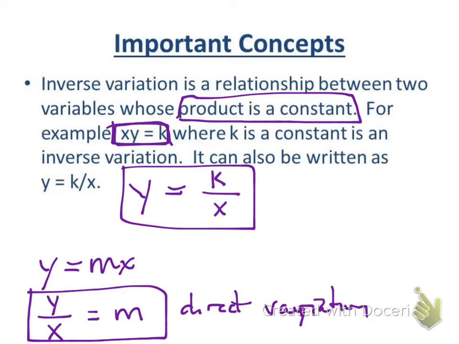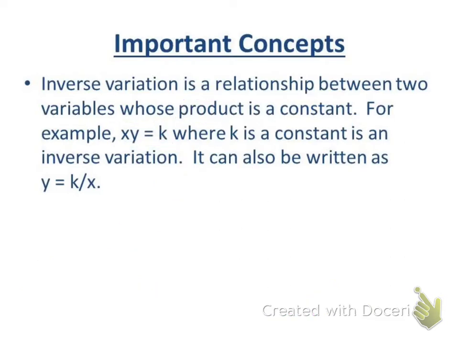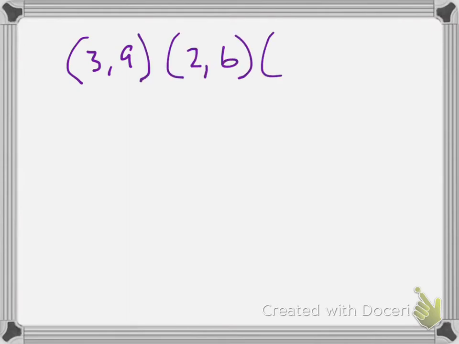All right, so let's look at an example of direct variation. Direct variation we're used to, right? We just looked at 3, 9, 2, 6, 8, 24. What's the direct variation that's represented here? Y equals 3 times x. Okay, that's a direct variation. Here's an example of an inverse variation.